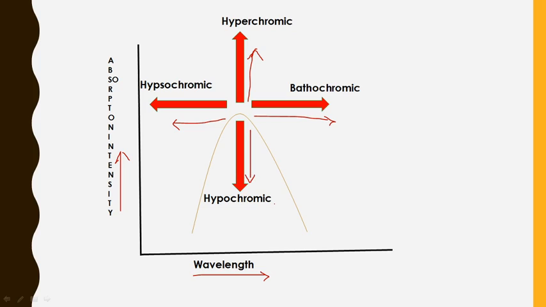So, this is for today's class. In this class, we studied the new terms that are involved in UV visible spectroscopy, that are auxochrome, chromophore, and absorption shifts and intensity shifts.